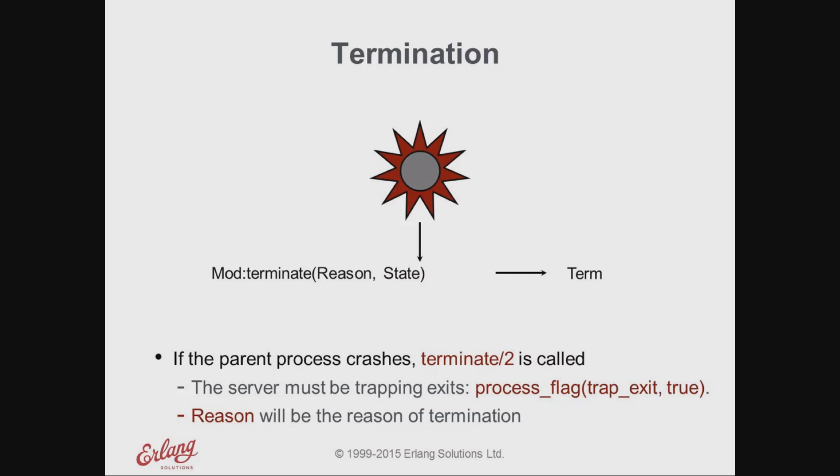Although servers can be stopped normally by returning a stop tuple, there might be cases where they terminate as a result of a runtime error. Bugs happen, corrupt data happens. And if this happens, and the generic server is trapping exits by calling the process flag trap exit true BIF, terminate will also be called. Now, if you're not trapping exits and the process terminates abnormally, terminate will not be called. If we are trapping exits and terminate is called, the reason will be the reason for termination. It could be a bad arg, a bad arith, a bad message, a nonexistent function call, or any other of the runtime errors which occur.